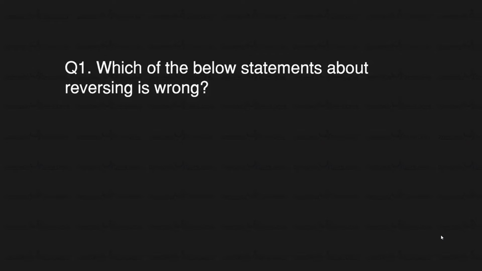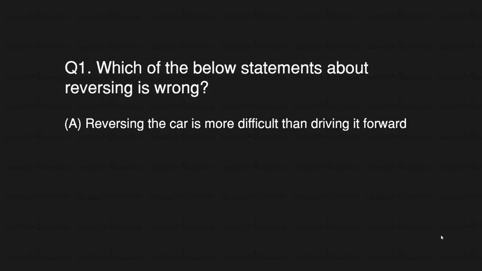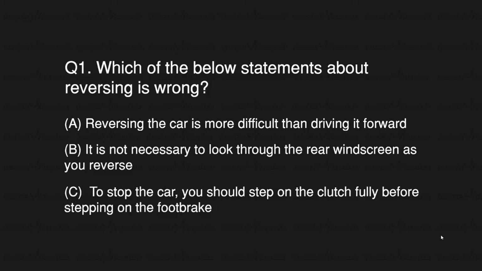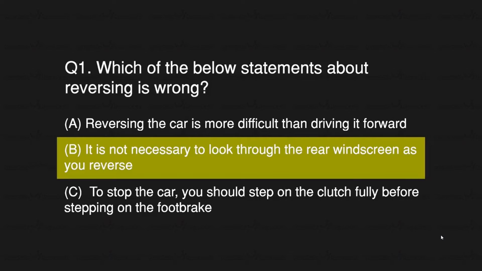1. Which of the below statements about reversing is wrong? A. Reversing the car is more difficult than driving it forward. B. It is not necessary to look through the rear windscreen as you reverse. C. To stop the car, you should step on the clutch fully before stepping on the foot brake. B. It is not necessary to look through the rear windscreen as you reverse.